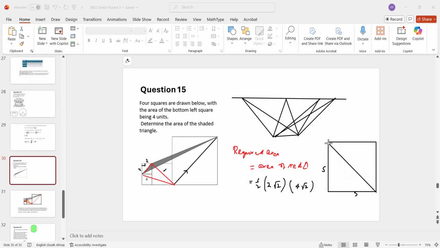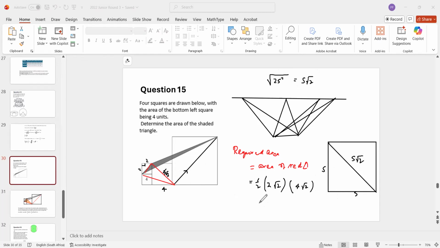Because by Pythagoras, the diagonal is the square root of s squared plus s squared, which is the square root of 2s squared. You can take s out, giving s root 2. So all you have to do is take the side and multiply by root 2. Here the side is 4, so the diagonal is 4 root 2. That is how I got 4 root 2 here.